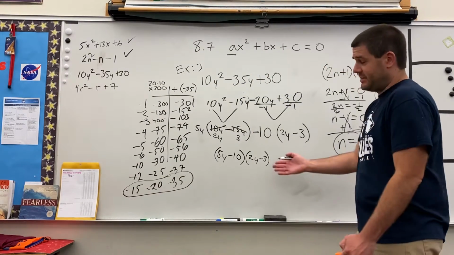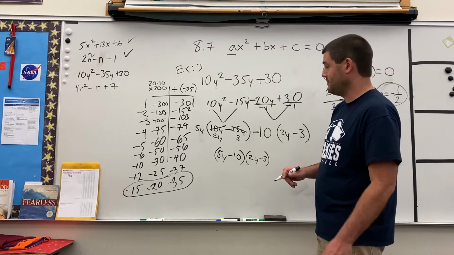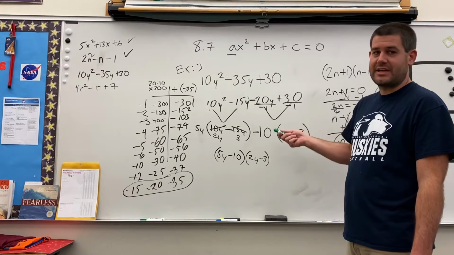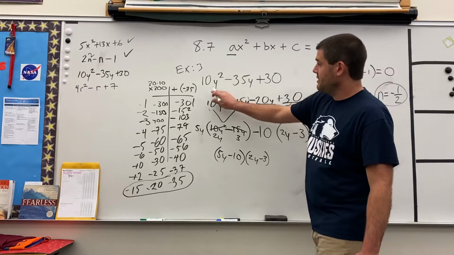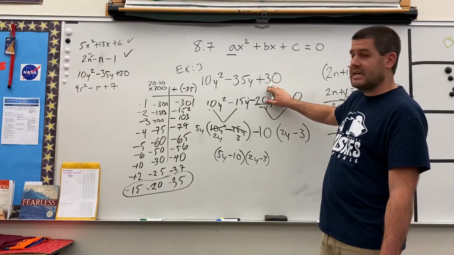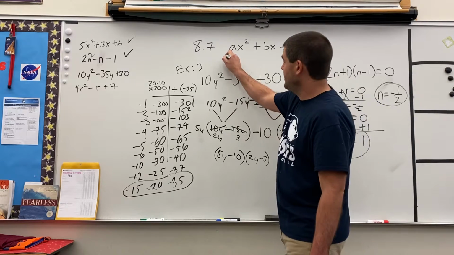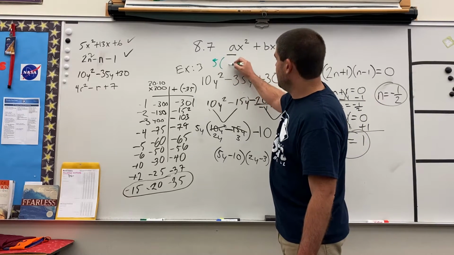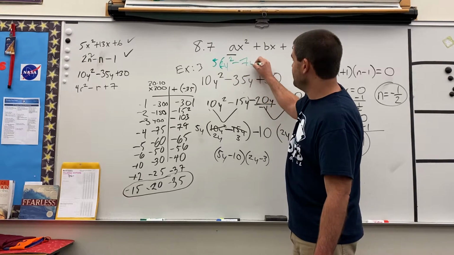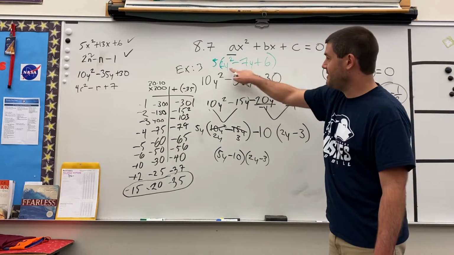Now, I'm not done. This still has a factor inside of it, and that's because I made a mistake at the beginning. It's a common mistake, but at some point it's going to catch up with you and you're going to have to deal with it. I could have removed a 5 from each one of these at the beginning, put a 5 on the outside, and made it 5 parentheses 2y squared minus 7y plus 6, and then just factored this.